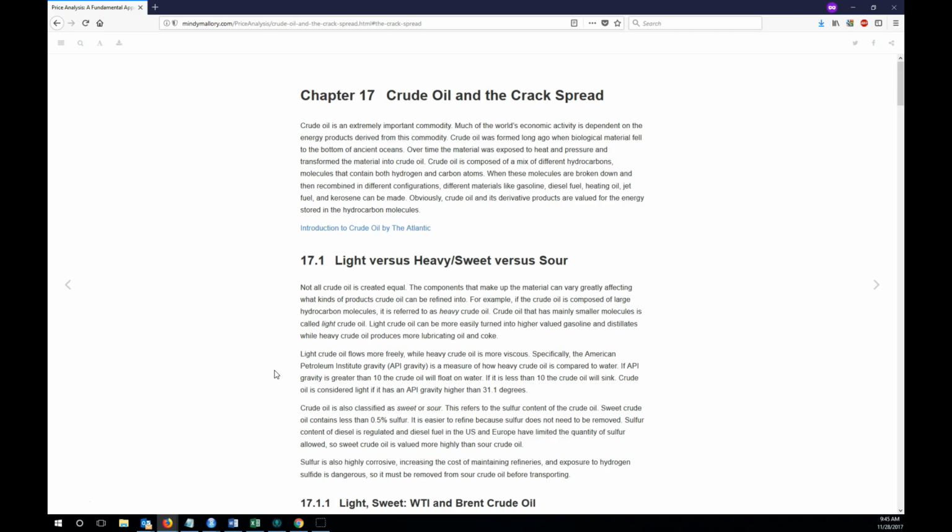And when you break these molecules down and recombine them in different configurations, you can go from having crude oil to different materials like gasoline, diesel fuel, heating oil, and jet fuel. So when you hear about refining crude oil, it's really about splitting apart those hydrocarbons and making them reconfigure in different ways to produce different kinds of quote-unquote refined fuel.